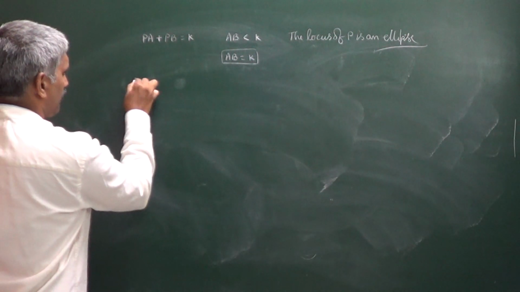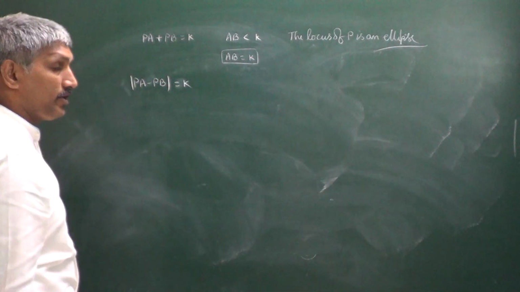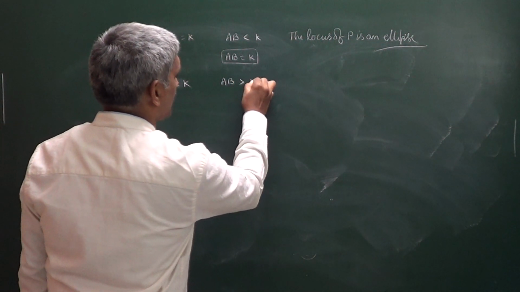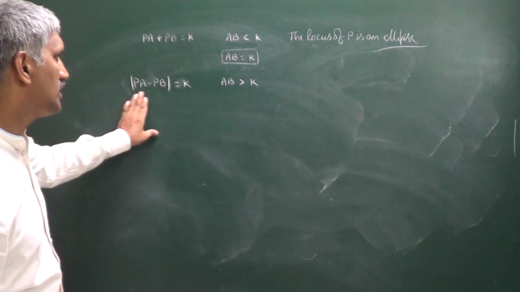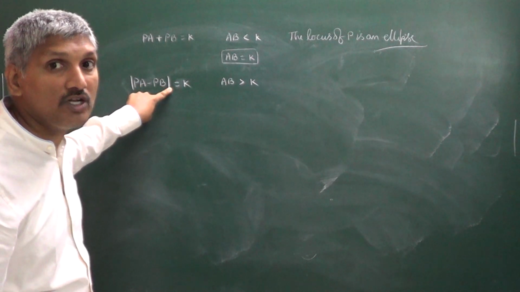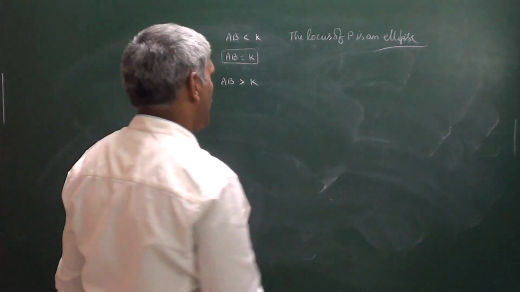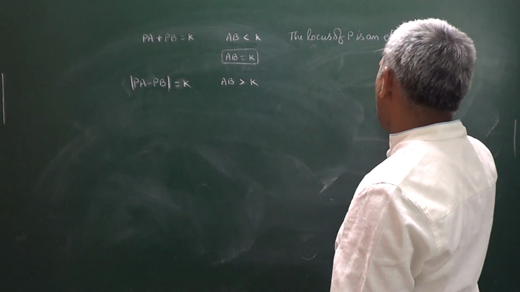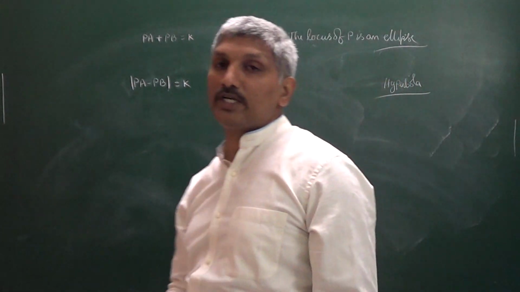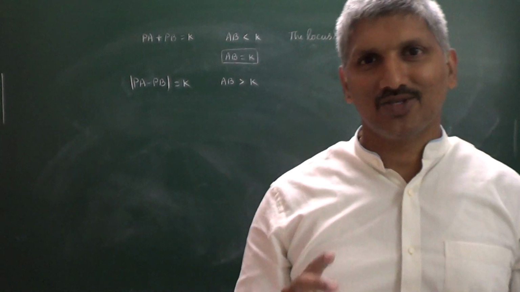At the same time, PA minus PB is equal to K, and AB is greater than K. Under this condition, A point they will give and B point also they will give, and the distance between those two points is AB. If AB is more than K, then the locus of P is a hyperbola. So it is better to note down these points and then try to work out the questions on locus. Okay? Thank you.